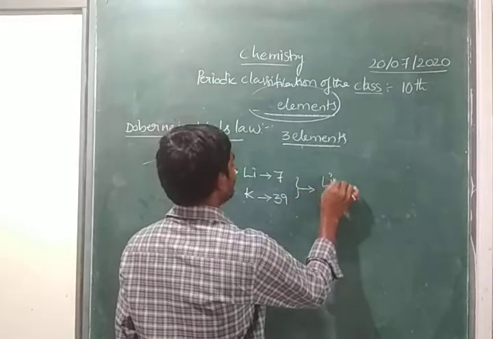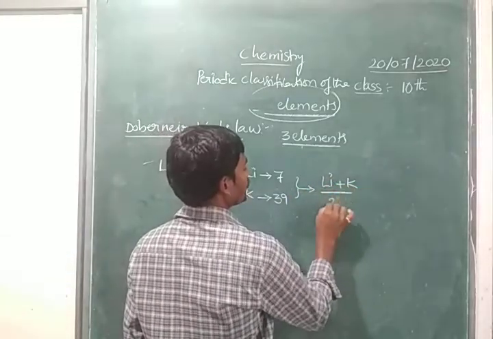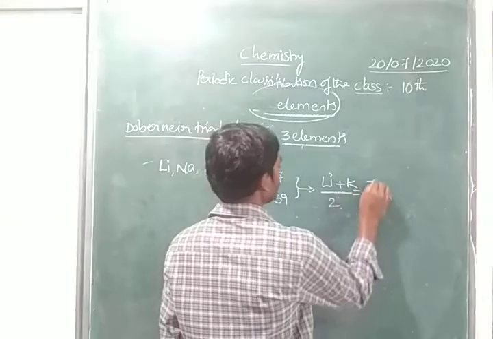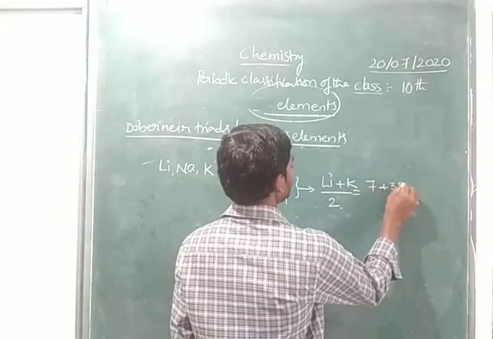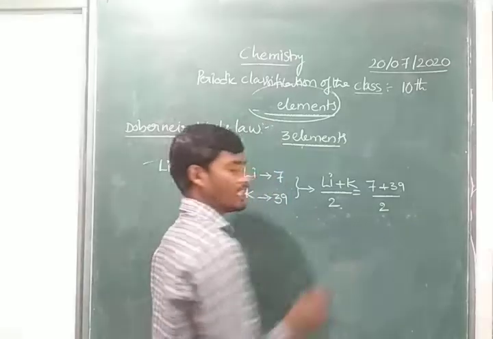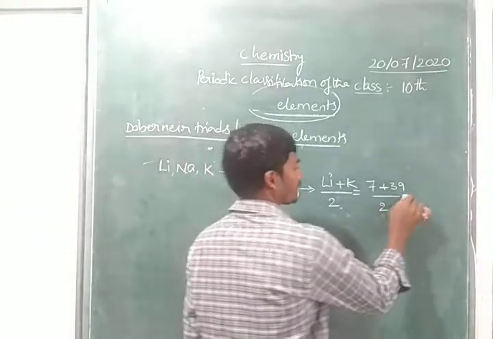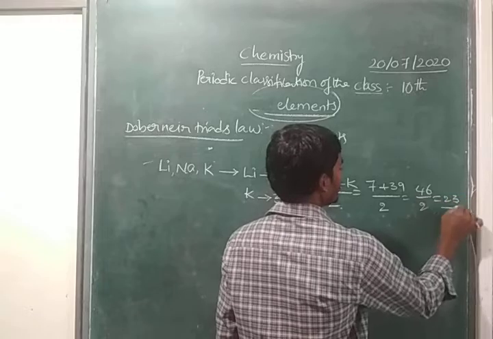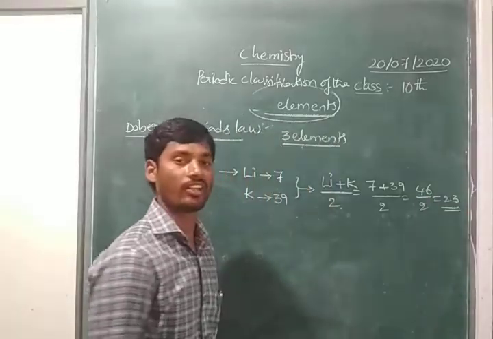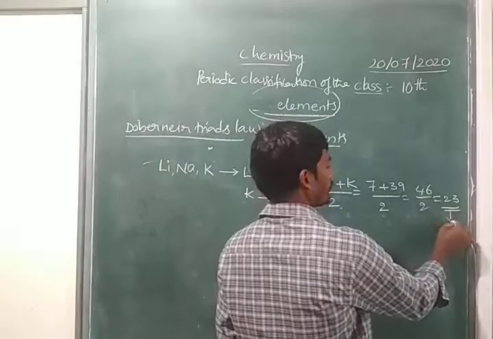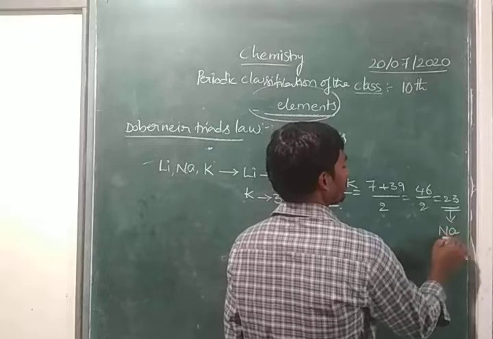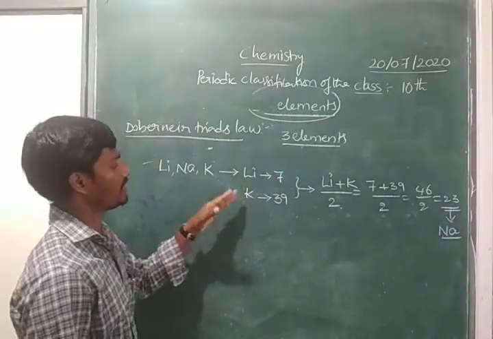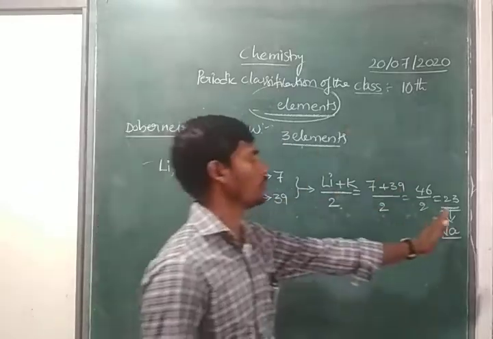So here, when we take the average, that means lithium plus potassium by 2. So then what are we getting, children? 7 plus 39 by 2. 39 plus 7 is 46. So 46 by 2, how much will we get, children? 23. So 23 is the atomic weight of sodium. Right, children? See here, the average of the first and third element is equal to the second element.